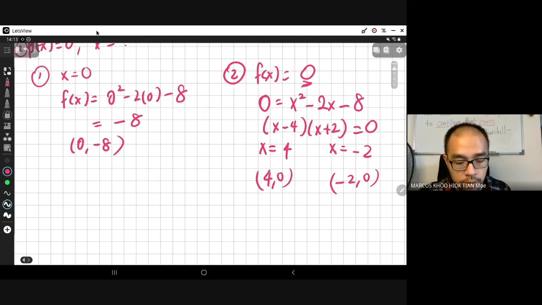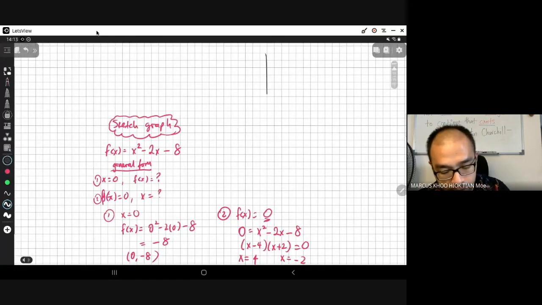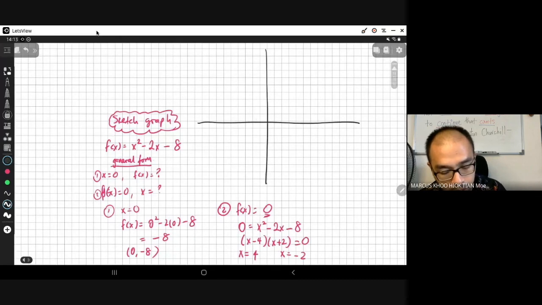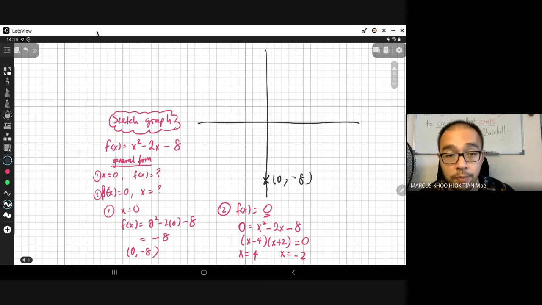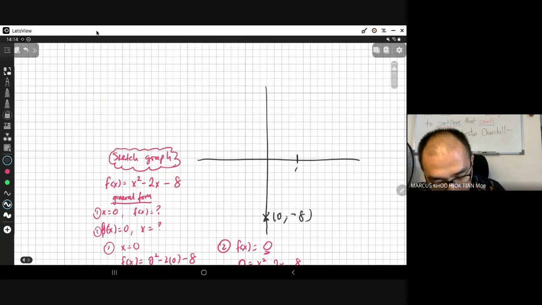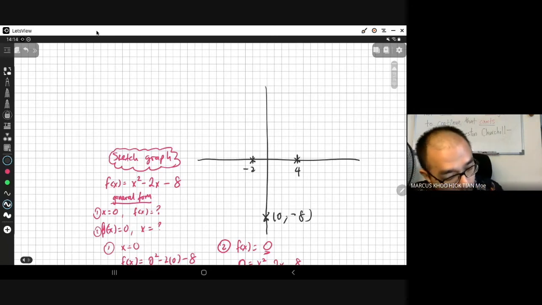Okay, so let me put it into the graph. Okay, so let's say my graph is like this. Okay, I know that 0, negative 8, maybe somewhere here lah. Okay, sini. 0, negative 8. Okay, ini satu. The other one is 4 and 0 and negative 2 and 0. So 4 is here. And then negative 2 is here. So this is 1 point. This is 1 point.